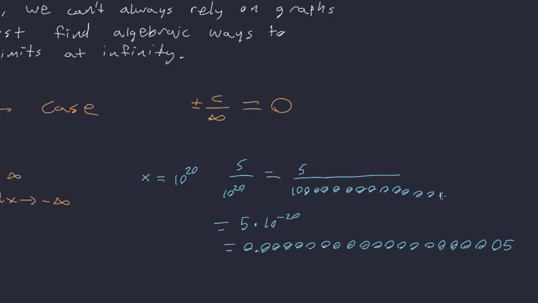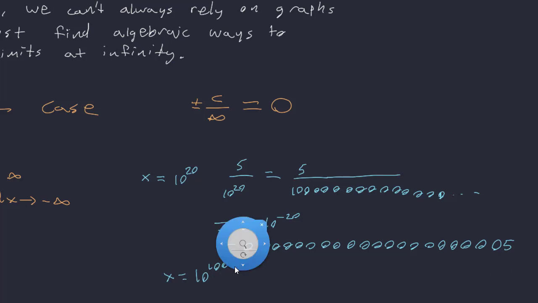Okay, so what we end up with is this really small number here. But the thing is, since x is going to infinity, we're going to get even smaller. We're going to go out even further. We're going to look at something like x equals 10 to the 100, right? So we'll have 99 of these zeros and then a 5.